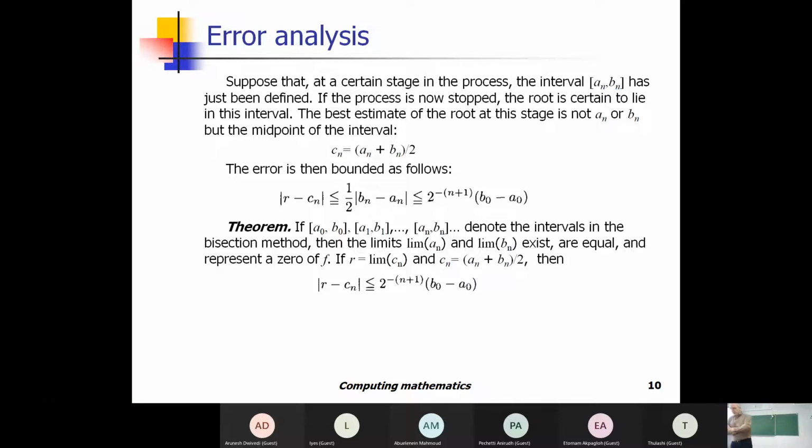If the process is stopped now, of course we can take as approximation to the solution the left or right point of the interval, but an or bn are not very good approximations to the real solution. The better approximation is the middle point, Cn, that is computed as an plus bn over 2.